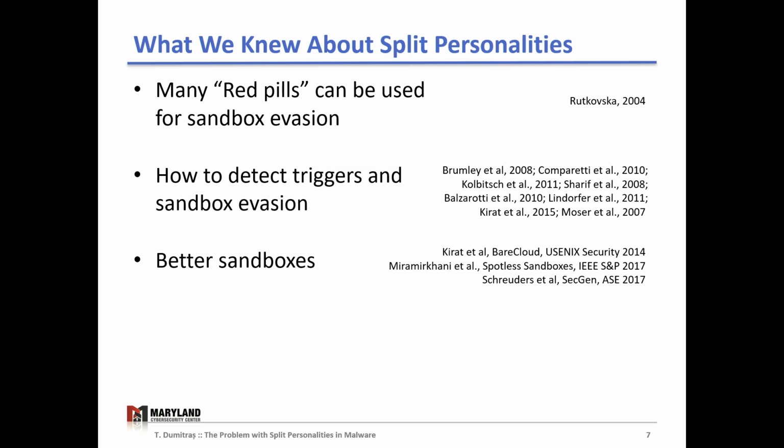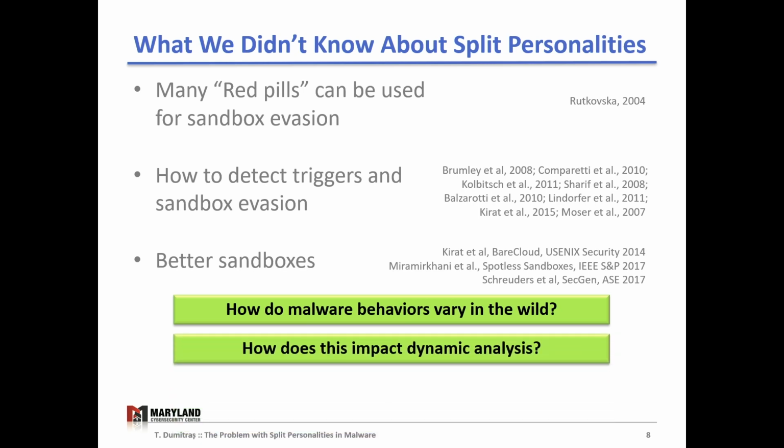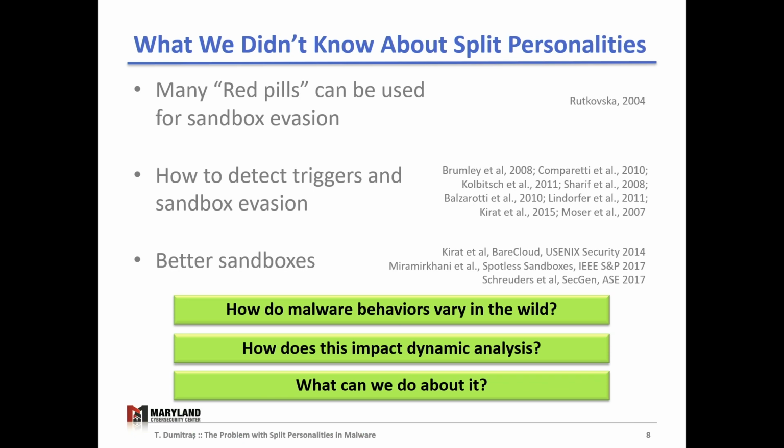And to begin answering this question, let's take a look at some of the answers that the previous research did not answer. So first of all is, how do malware behaviors vary in the wild? How much variability is there between executions, what parts of the behavior vary the most, how does this impact malware dynamic analysis? Perhaps it doesn't impact that much, so we shouldn't worry about it. And finally, what can we do about it?